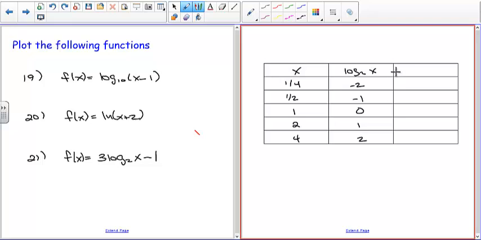And then the last thing is I can do 3 log base 2 of x minus 1. So I'll take this times 3, which is -6, and subtract 1, which is -7. Here I'll take -1 times 3, which is -3, subtract 1, that'll be -4. 0 times 3 is 0, minus 1 is -1. Then I have 3 times 1, which is 3 minus 1, which is 2, and 3 times 2, which is 6. 6 minus 1 is 5.